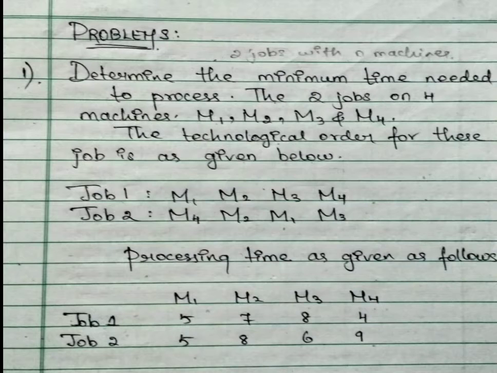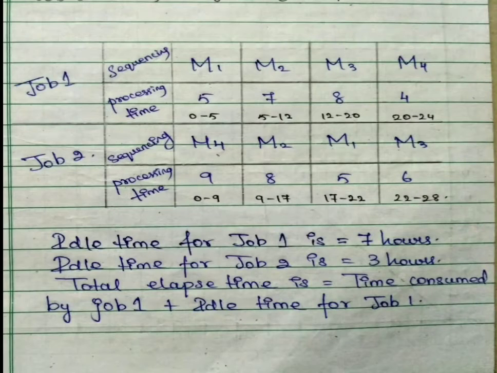So listen carefully. For the solution, we have to write like this. Job 1 as well as job 2, sequencing and processing time. Similarly, for job 2 also, sequencing and processing time. For job 1, we have the sequence M1, M2, M3, M4. For job 2, we have M4, M2, M1, M3. So here we have to write the processing time. The problem itself gives the processing times, so you have to write carefully.